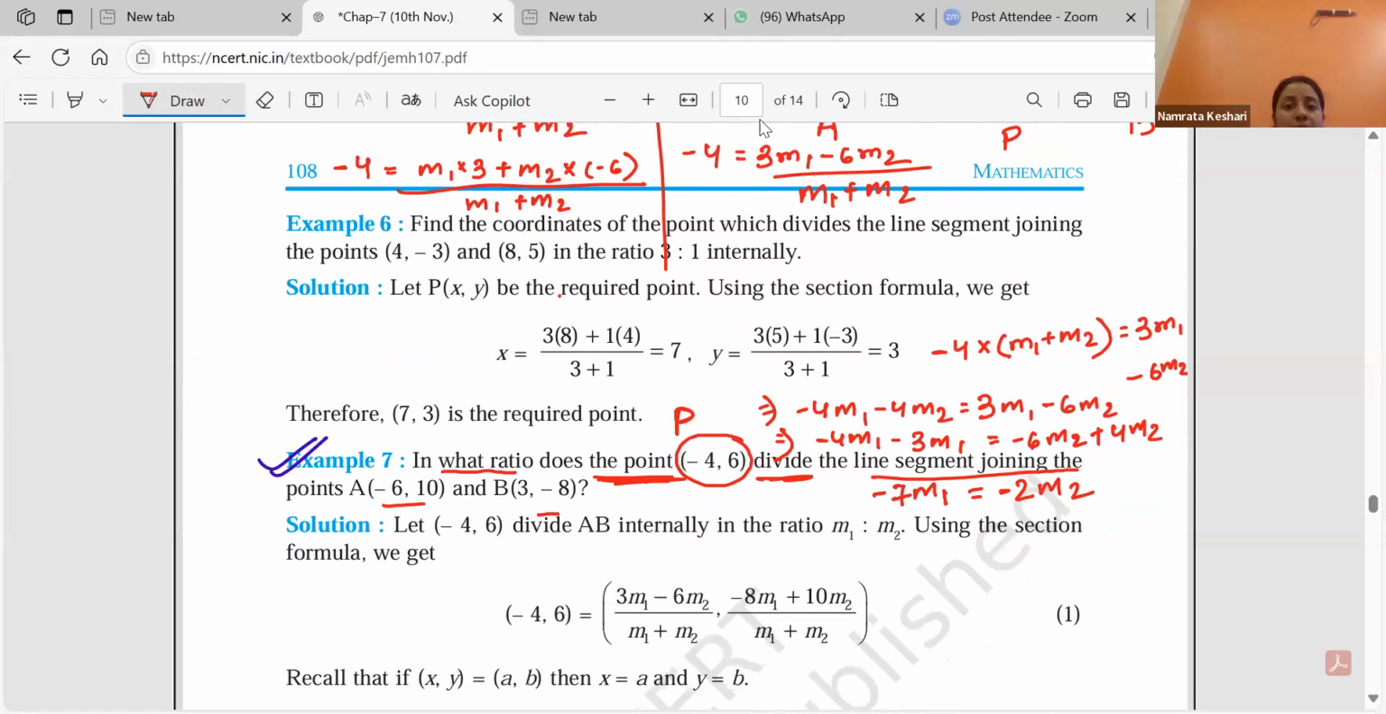Please check it. You are having minus 7 into m1, so this minus 7 you can shift to the other side and it will go in the division. And if you ask what about m2, I'm going to bring that m2 to this side. Minus 2m2 is in multiplication, so this m2 you can bring to this side. Carefully you have to do all these things one by one. I'm telling you that m1 by m2 will be minus 2 by minus 7. Are you getting it?